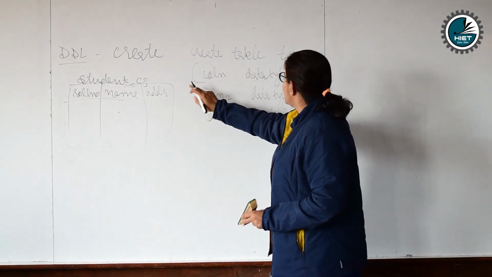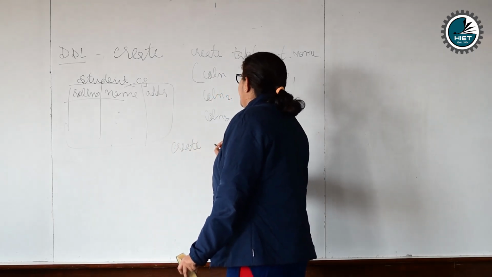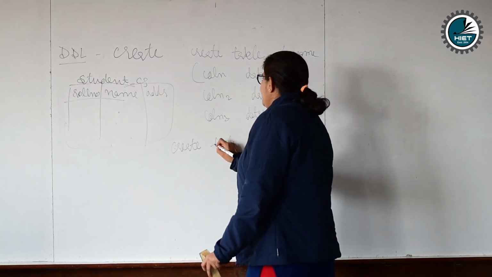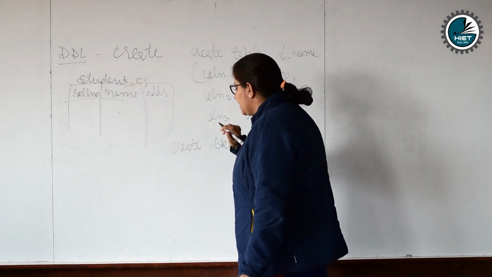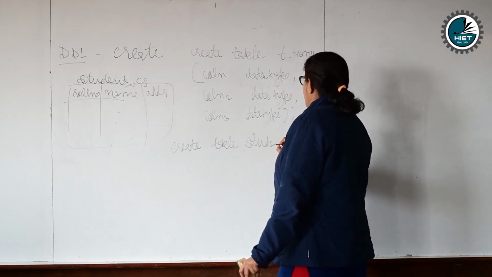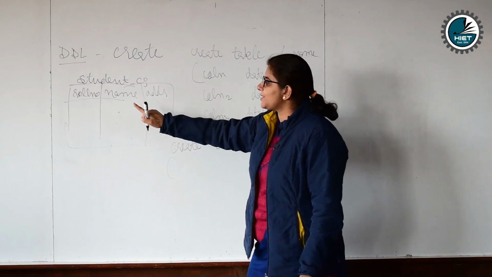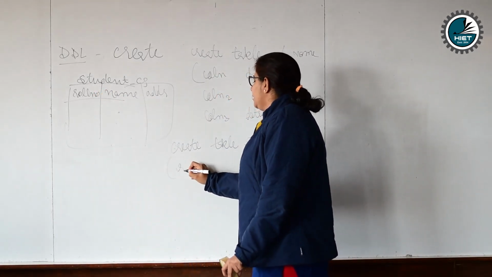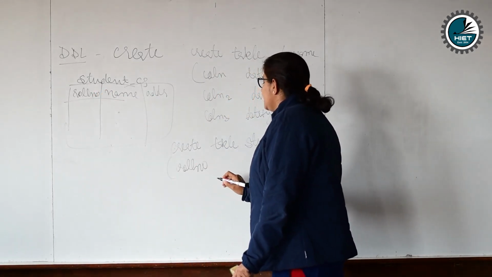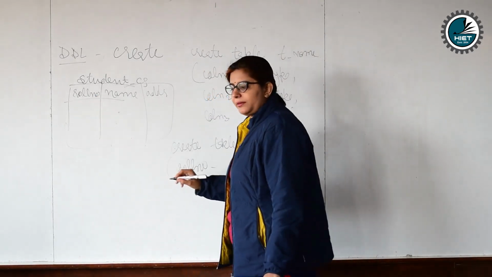Okay. Now we will create this table, student underscore CS. So I will write create table. The name of table is student underscore CS. Bracket start. The first column is roll number. I will write roll number, space, data type. Data type is number.